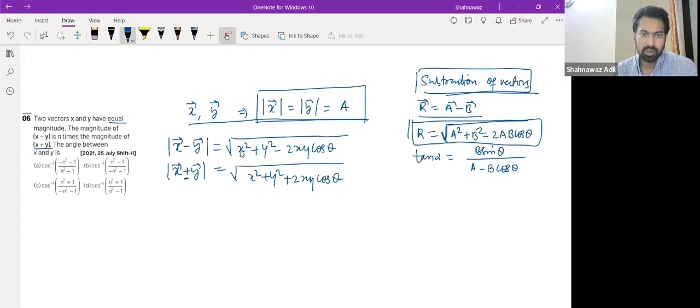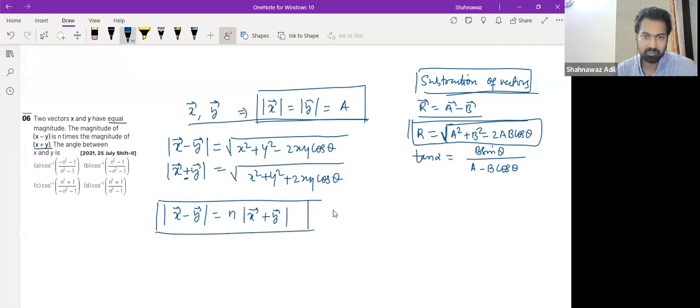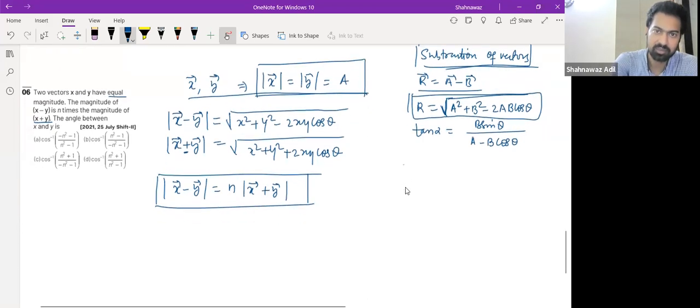So this is given. What is given? That the magnitude of x minus y is equal to n times the magnitude of x plus y. So is this part clear, guys? Is this part clear?